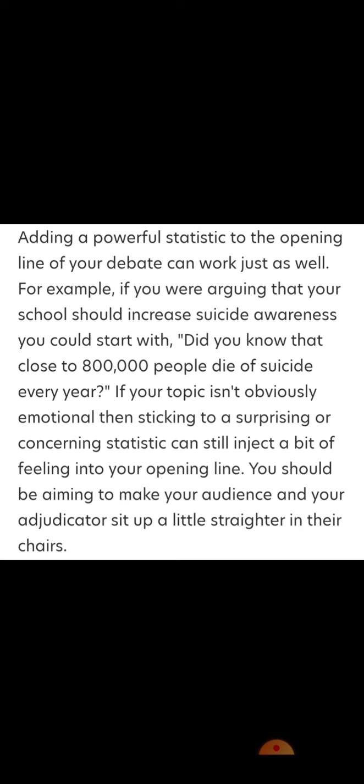Did you know that close to 8 lakh people die of suicide every year? It never happens that all the time you can touch the emotions. Sometimes the topic is not emotional. So you can inject a bit of feeling into your opening line. You should be aiming to make your audience and your adjudicator, which means the judges, sit up a little straighter in their chairs.